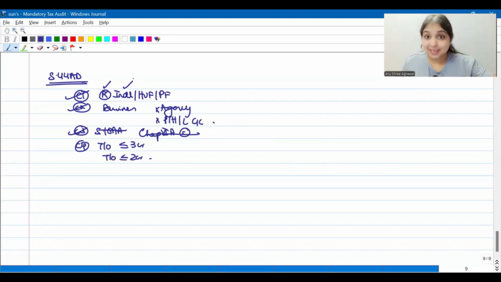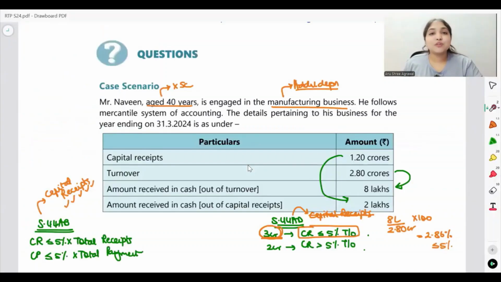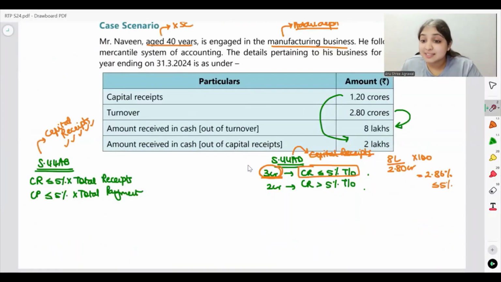Fourth condition, turnover has to be within 3 crore or turnover has to be within 2 crore. When do you apply the 3 crore limit? You will apply the 3 crore limit if the cash receipt is within 5% of turnover or receipt. 5% of turnover or 5% of total receipt. Is it within 5% of turnover? But if cash receipt is more than 5% of turnover, then 2 crore limit guys. Now here tell me which of the two limits will apply. Is the cash receipt within 5% of turnover?